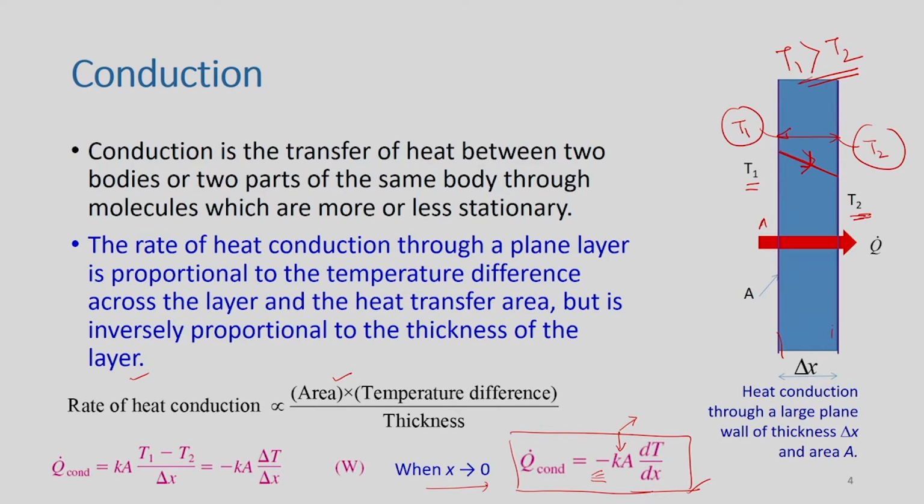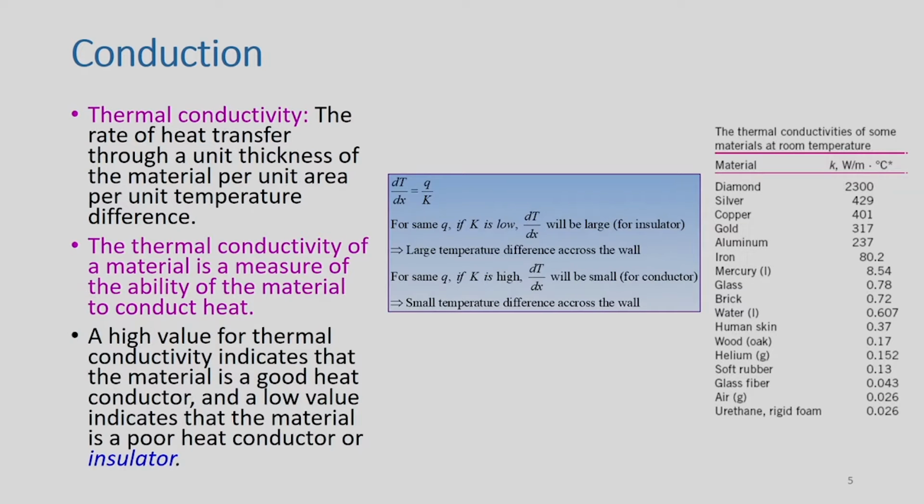Here K is the proportionality constant called thermal conductivity. So, what is thermal conductivity? Thermal conductivity is defined as the rate of heat transfer through a unit thickness of the material per unit area per unit temperature difference. The thermal conductivity of a material is a measure of the ability of the material to conduct heat. A high value of thermal conductivity indicates that the material is a good heat conductor, and a low value indicates that the material is a poor heat conductor or insulator. So, from here we can see under what condition we call one material an insulator and another a conductor.